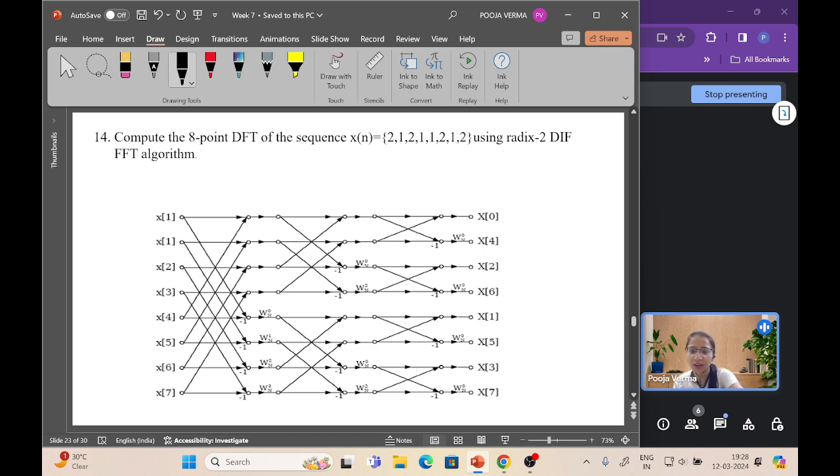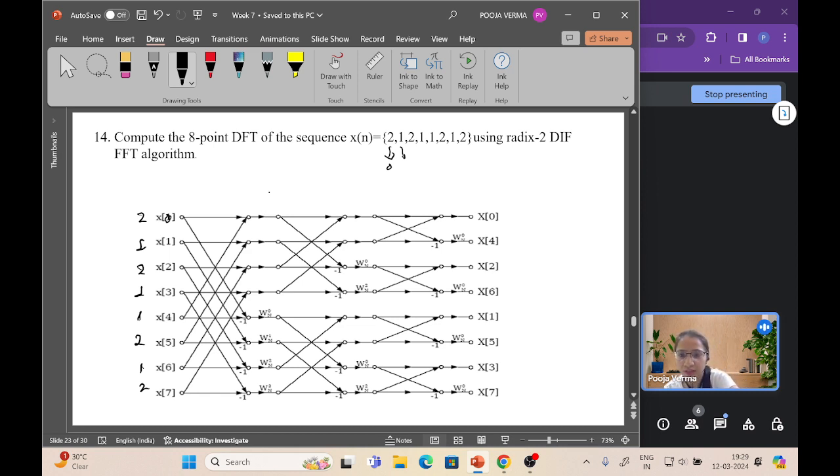In this, we directly connect N by 2 point to N by 2 point, then we divide by N by 4, then N by 8, like this. The sequence is already given in order, so directly it is x of 0 is 2, x of 1 is 1, x of 2 is 2, x of 3 is 1, x of 4 is 1, x of 5 is 2, x of 6 is 1, and x of 7 is 2. Now we need to calculate this.